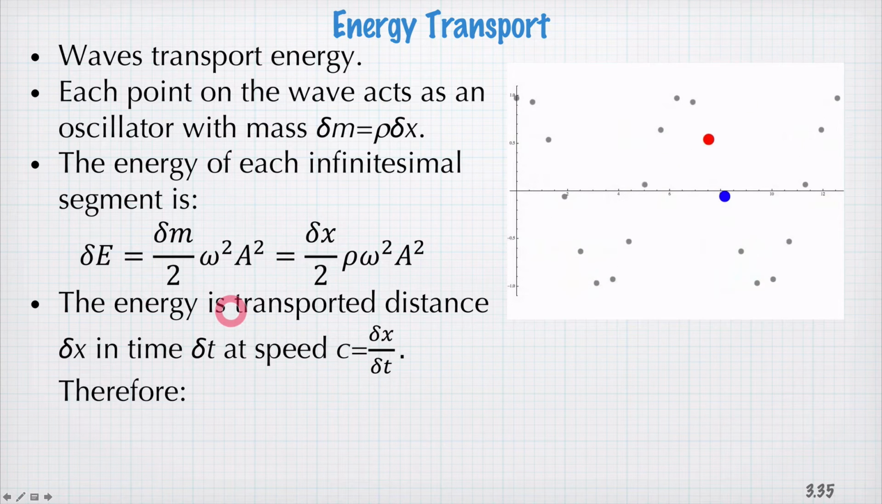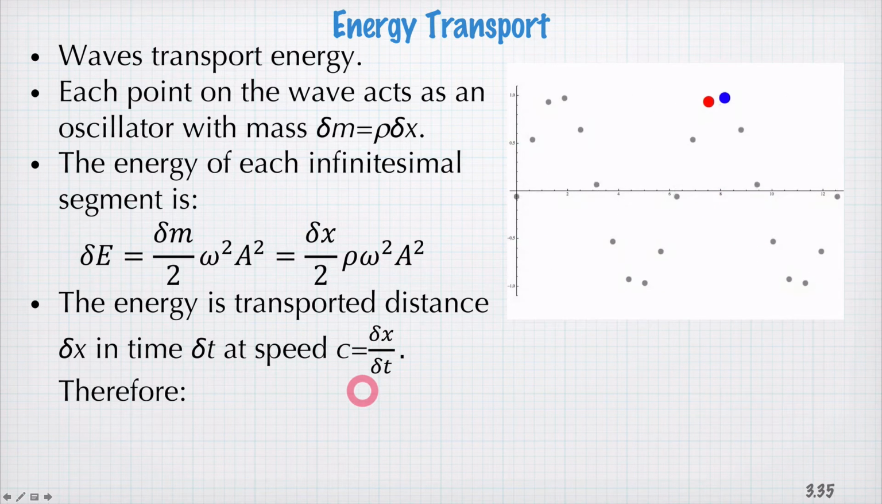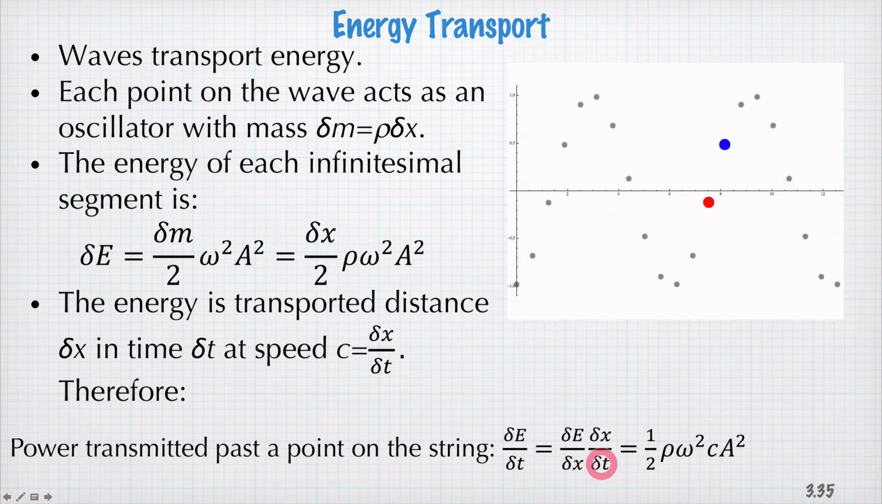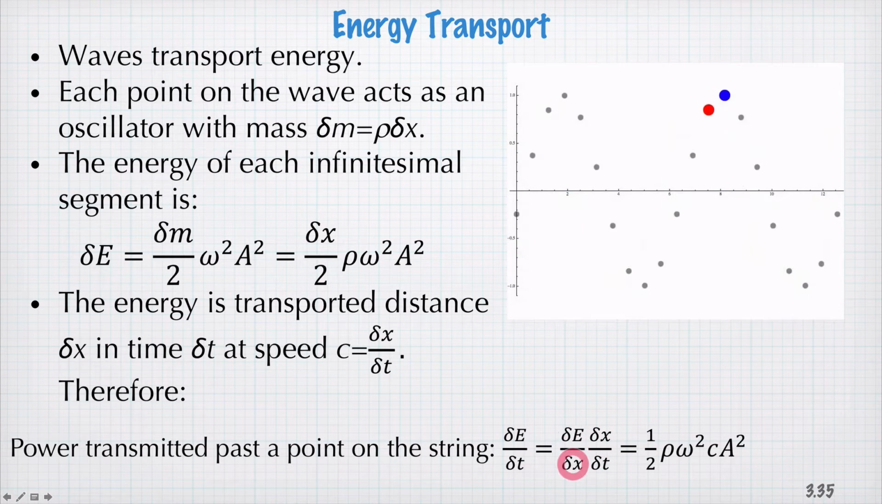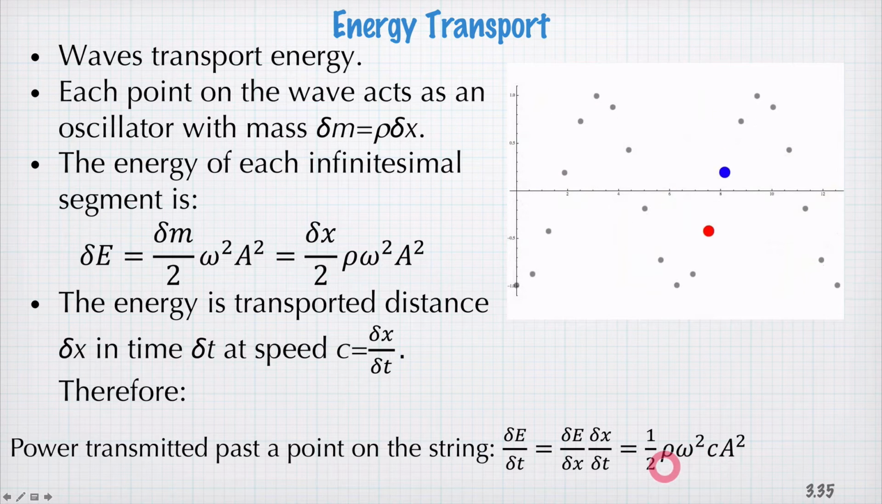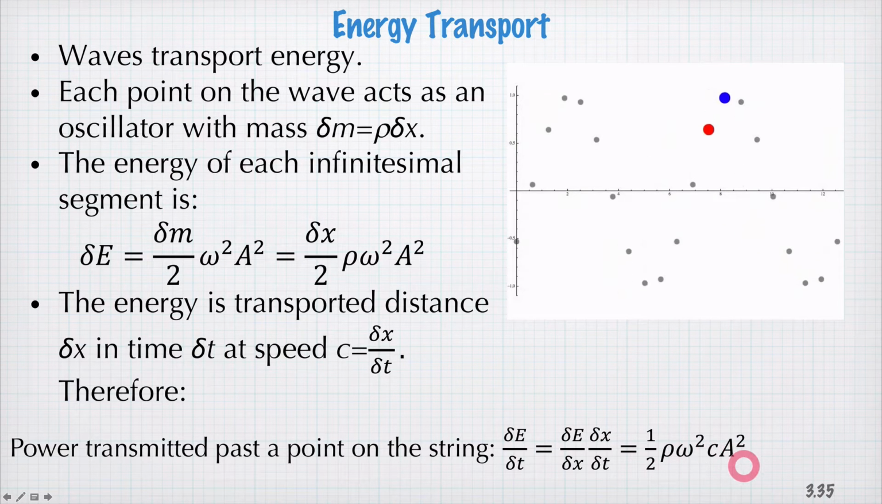Now the energy transported a distance delta x in a time delta t will give us the speed of the energy flow, so that's delta x over delta t. So the power transmitted past a point in the string is delta E over delta t. That's what we wish to find. We can rewrite that as delta E divided by delta x, multiplied by delta x over delta t, where this is now the speed of the wave. Delta E over delta x we can get from this equation up here, because we can just divide both sides through by delta x. So putting that together, we get the power transmitted along the string when the wave is moving at speed c as a half rho omega squared c a squared.